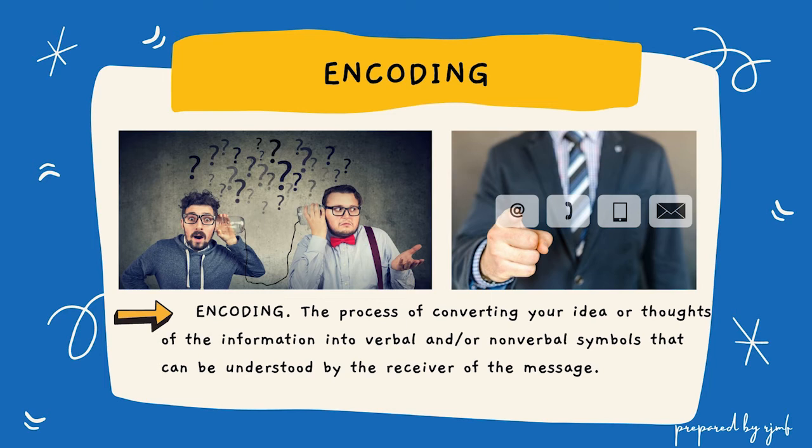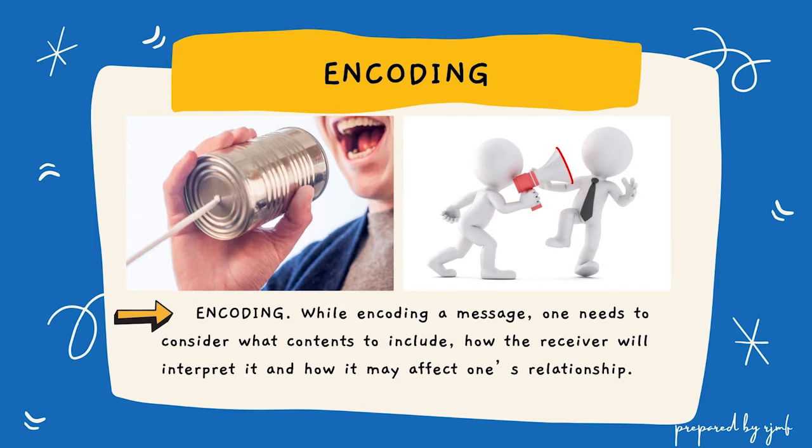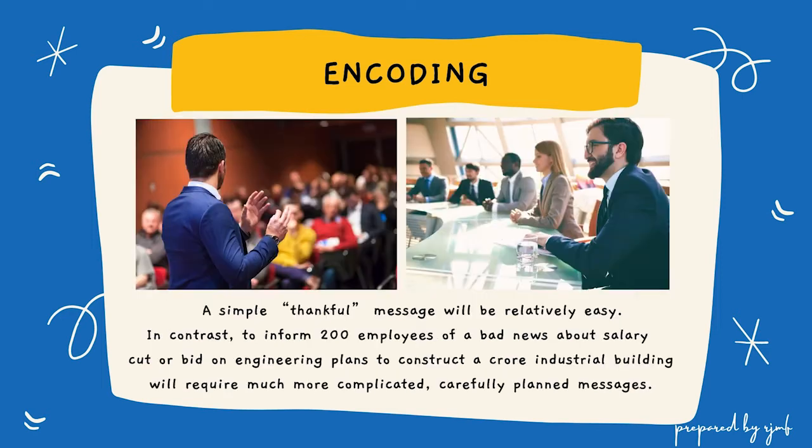Another element is the process of encoding. Basically, it is the process of converting your idea or thoughts of the information into verbal and/or nonverbal symbols that can be understood by the receiver of the message. While encoding a message, one needs to consider what contents to include, how the receiver will interpret it, and how it may affect one's relationship. A simple thankful message will be relatively easy.